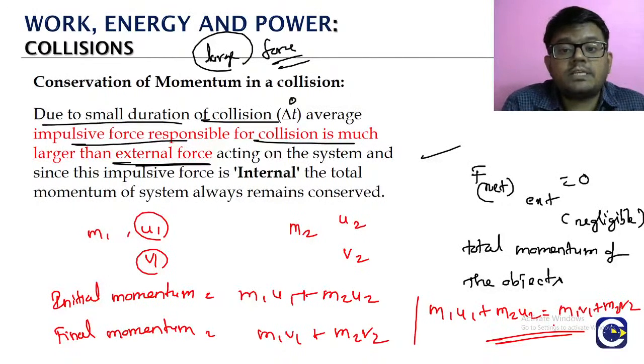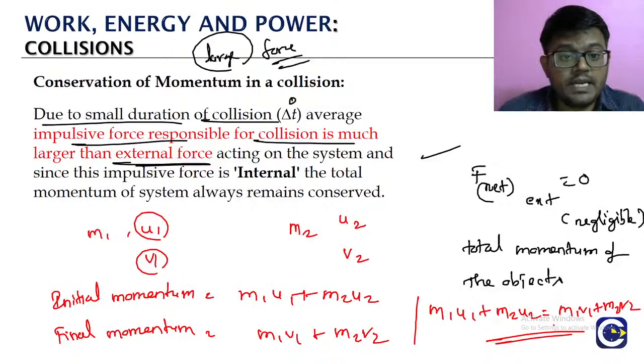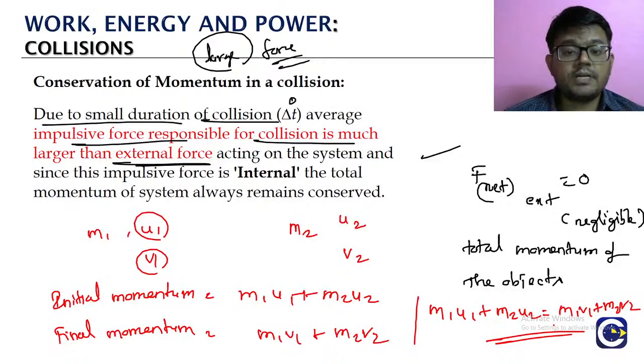Total momentum of the objects after the collision. So every collision will satisfy this conservation of momentum principle. Conservation of momentum is for the entire system, not for one object. Okay? So this is a very important principle that we will use.